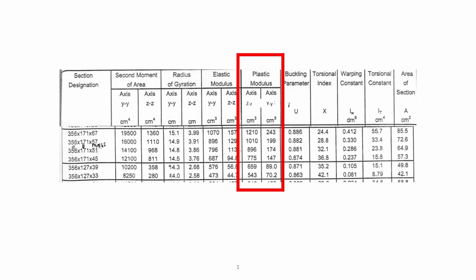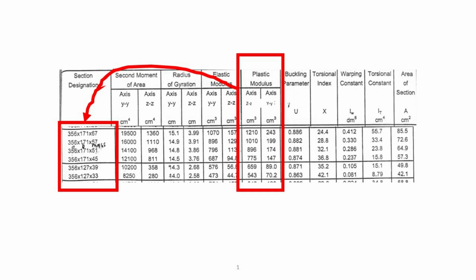From the figure, find the nearest value of the plastic modulus that is above 576 cubic centimeters. Next, choose the trial section accordingly. Here, we can choose in the size range between 356 x 127 x 39 kg/m to 356 x 171 x 67 kg/m.